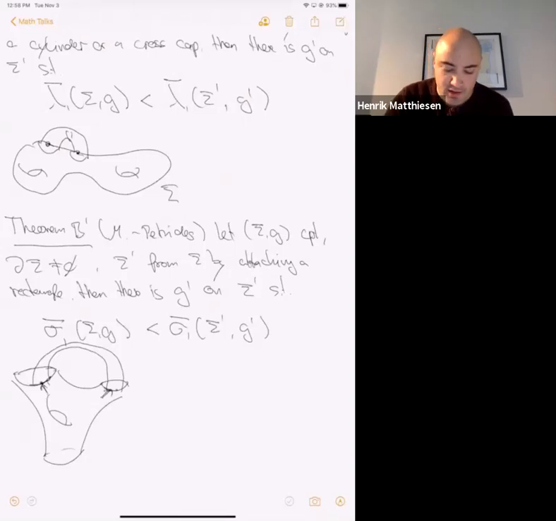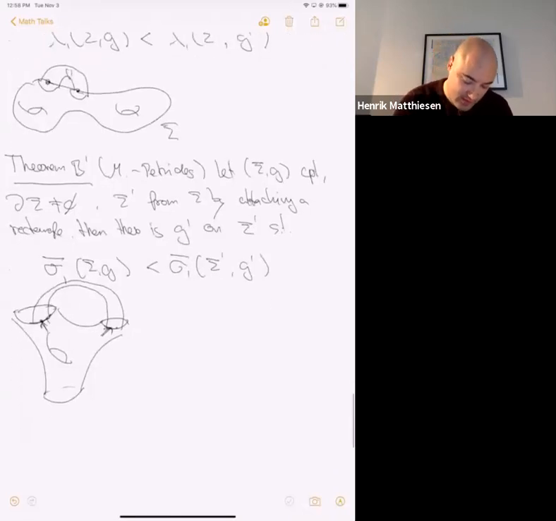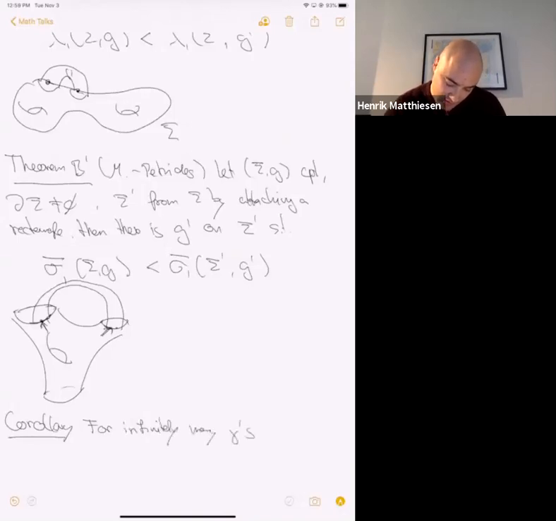Okay, so let me first of all give you an idea. You can actually use that result beyond just getting the existence statement, but also to gain some insight in the geometry of those minimal immersions. Let me explain this because I think it's kind of neat. So corollary, and it's way more general than this. Let me just state a very simplified version of the actual result. So for infinitely many gammas, no maximizing metrics.